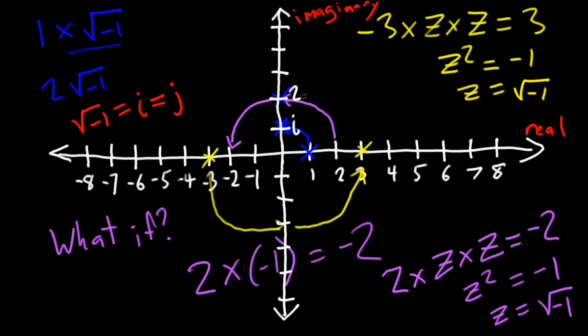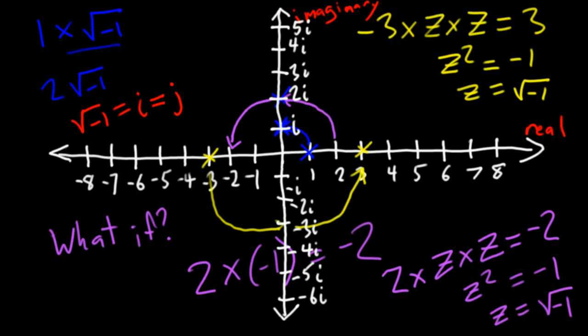And this is 2i, 3i, 4i, 5i. This is negative i, negative 2i, negative 3i. Notice that when we multiplied negative 3 by i, we ran right through that point. Negative 4i, negative 5i, and so forth.